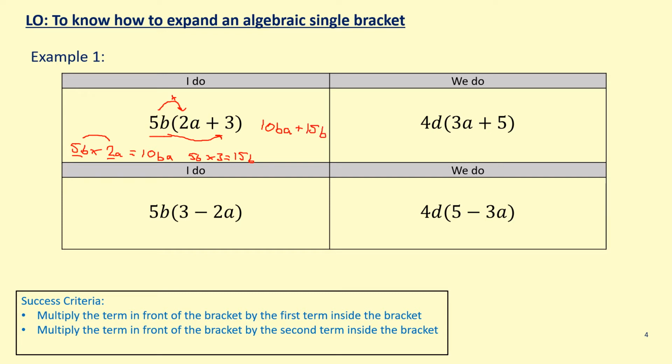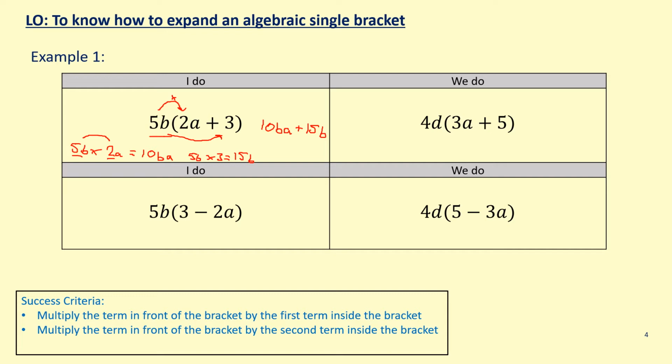Now please pause the video here and attempt the first we do for me, please. So remember to use your green pens to give yourself a tick or a cross if you got the we do correct. So in this instance, we do everything outside the brackets multiplied by everything inside the brackets.